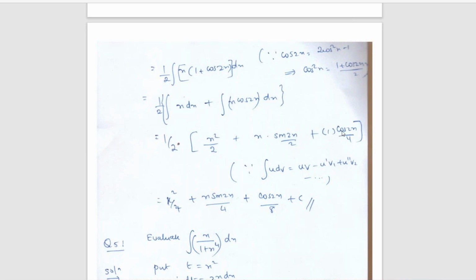Integral sin 2x is cos 2x by 2, and already we have 1 by 2, so this time we have 1 by 4 plus cos 2x by 4. If you find u double dash, what is u double dash? Differentiation of u dash, and u dash is 1, so if you differentiate next time, you'll get 0. So you stop with this. Now bring this 1 by 2 inside the bracket. The answer is x square by 4 plus x sin 2x by 4 plus cos 2x by 8 plus the constant of integration c.